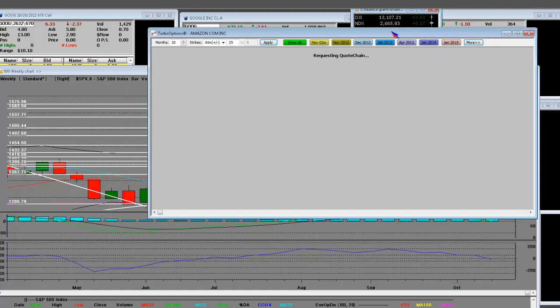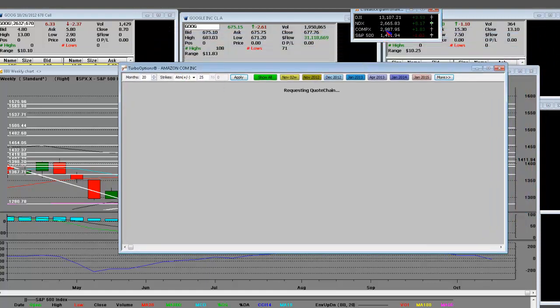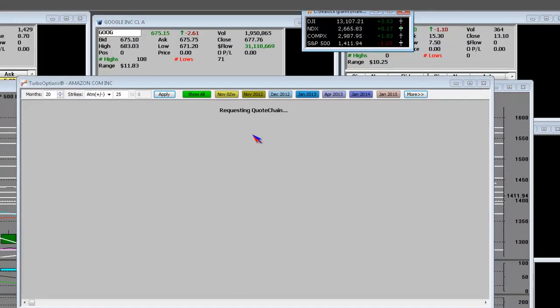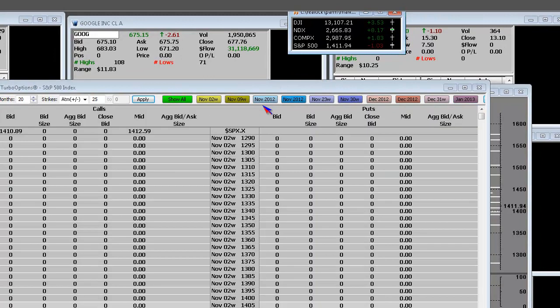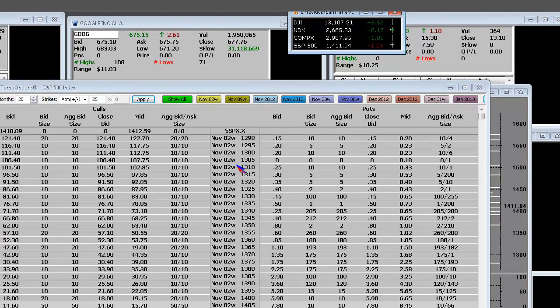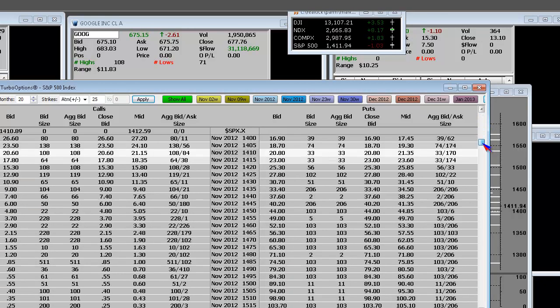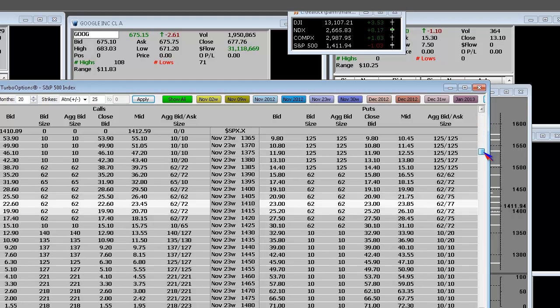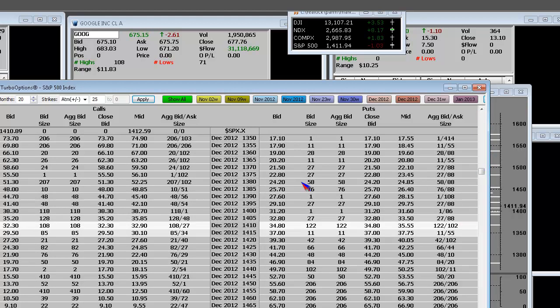We will go here to what we call turbo options. Let's see if I can get my chain to pull up. It's updating. This is called the S&P 500 options chain. Calls are for when the S&P goes higher. Puts are what people buy when the S&P can go lower. These are weekly contracts. The ones that we would be looking at, though, would be the December year-end trade.